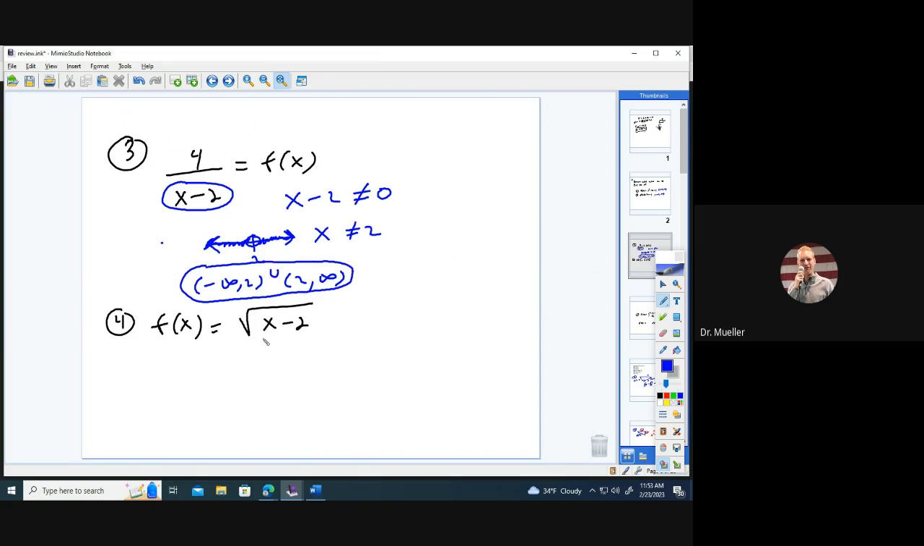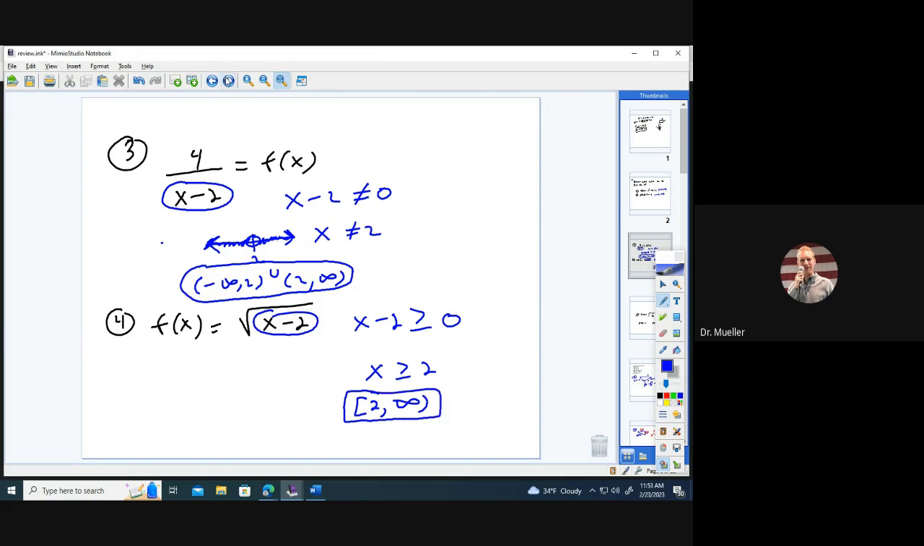Number 4, we have a square root. So the stuff inside the square root has to be greater than or equal to 0. Add 2 to both sides. X has to be greater than or equal to 2. So the interval notation for that would be 2 to infinity, including the 2.